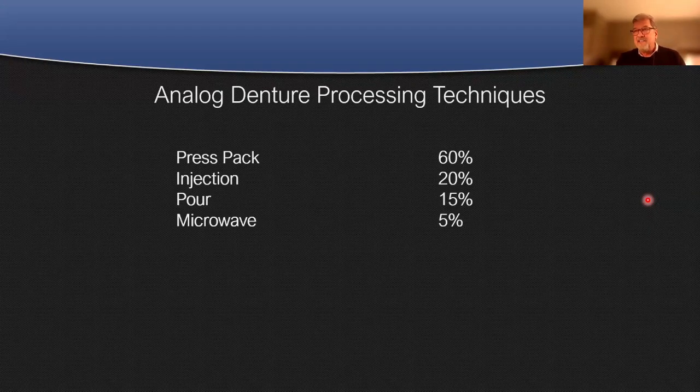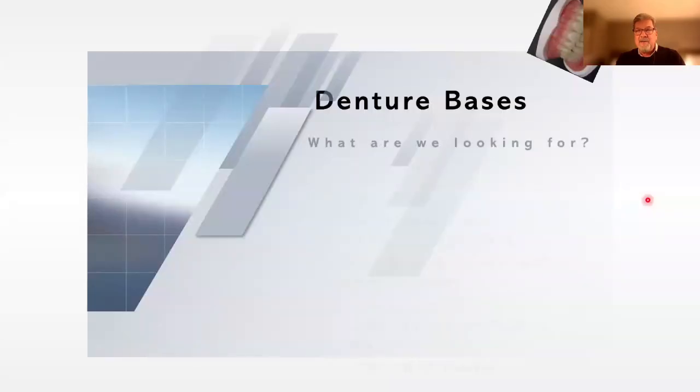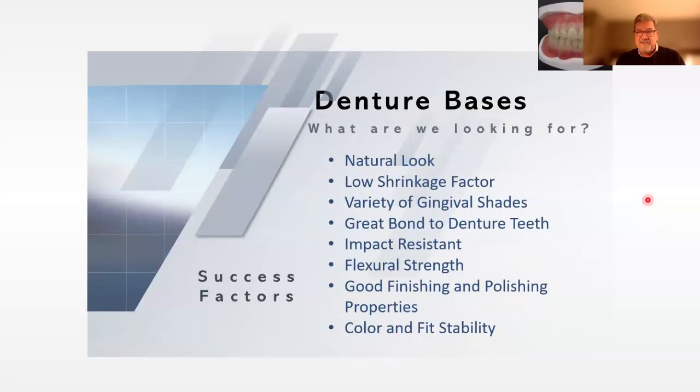Microwave acrylic from Keystone works really well. GC America also has a microwave acrylic. So when you talk about denture bases, what are we looking for? A natural look, a low shrinkage factor, great gingival shades, great bond to the denture teeth, impact resistance with flexural strength, and good finishing and polishing properties. And that's going to give you that color and fit stability.